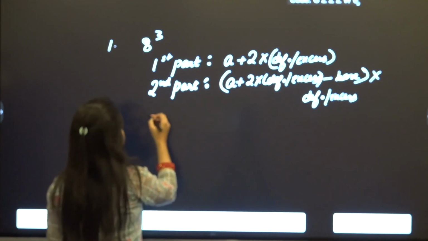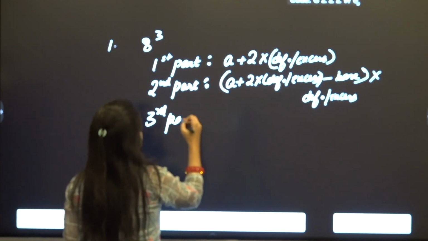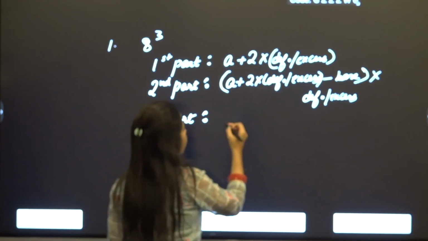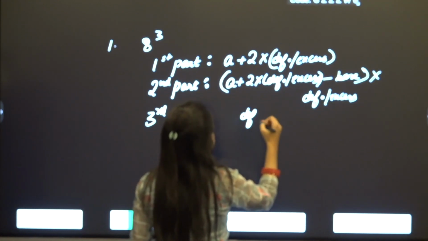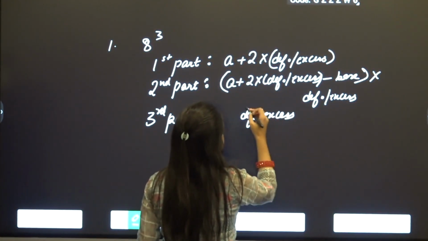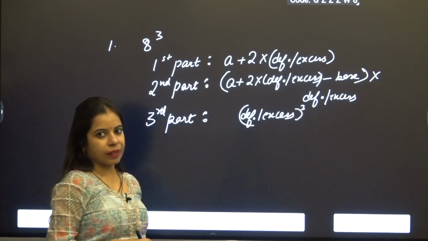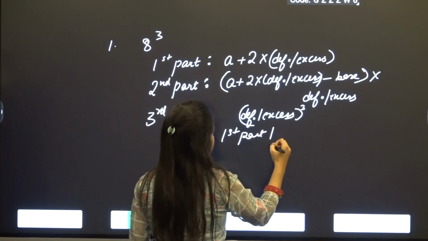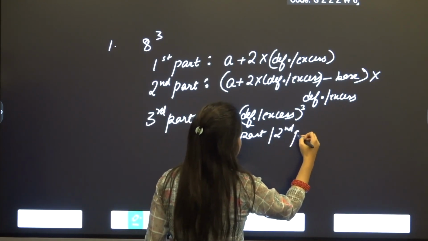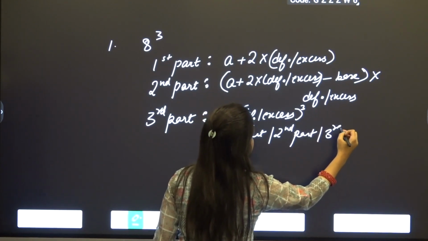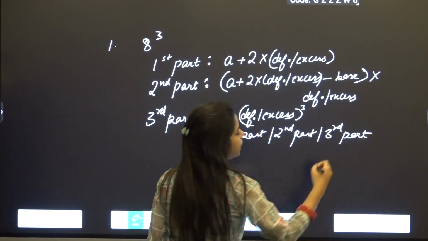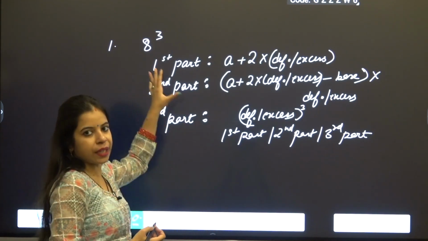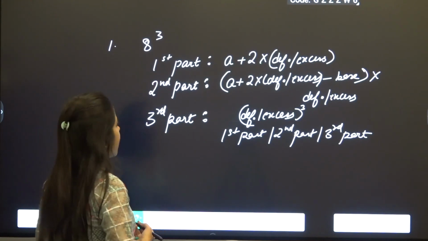For the third part, take the cube of the deficiency or excess, and for the final answer, just write the parts in this form and apply the balancing rule. Let us apply this technique to find the cube of 8.